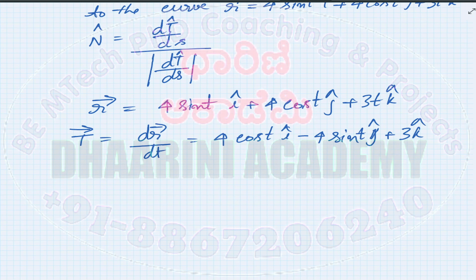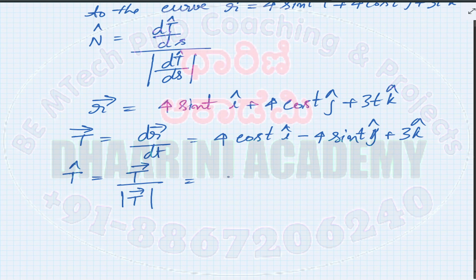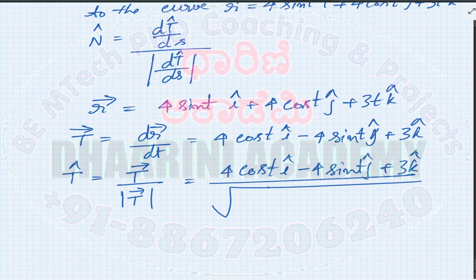So when you have a tangent, now we can find the unit tangent, that is T cap. How do you find T cap? The T vector divided by the magnitude of the T vector. So the T vector we just have now: 4 cos t into i cap minus 4 sin t into j cap plus 3 times k cap, whole divided by under square root 4 cos square t plus 4 sin square t plus 9.